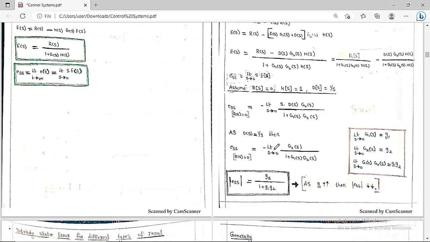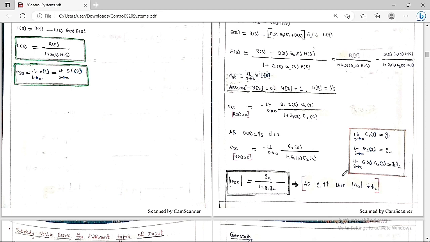Now we can take this limit on the upper side as well as the downside. Limit s tends to 0 of G2 of s is nothing but some value, which is equal to G2. And limit s tends to 0 of G1 of s is nothing but some value G1. And limit s tends to 0 of G1 of s into G2 of s, what value are we going to get? It is equal to G1, G2.